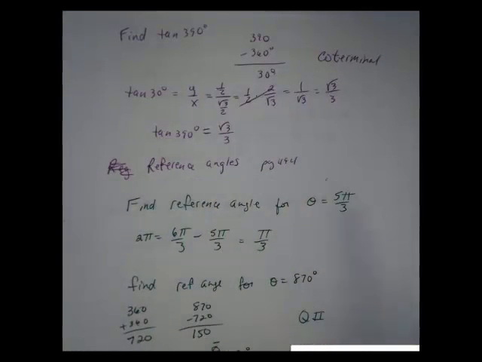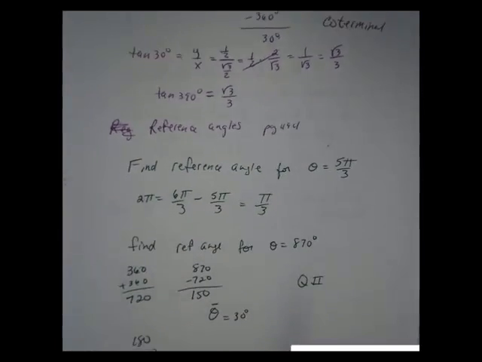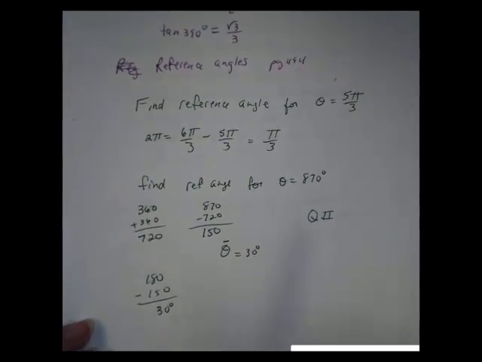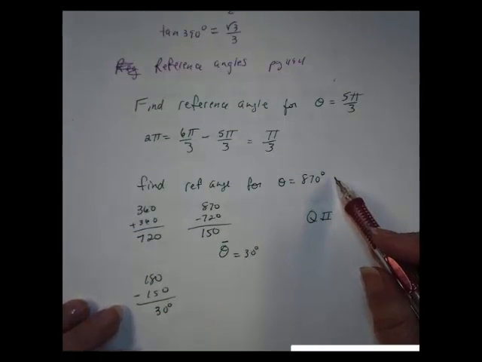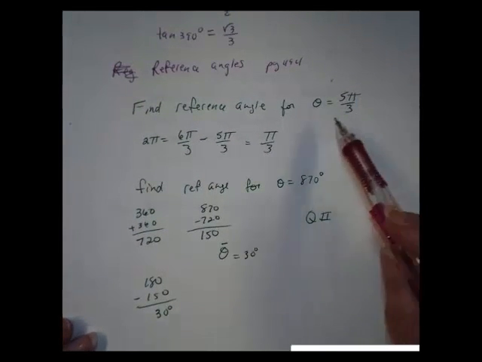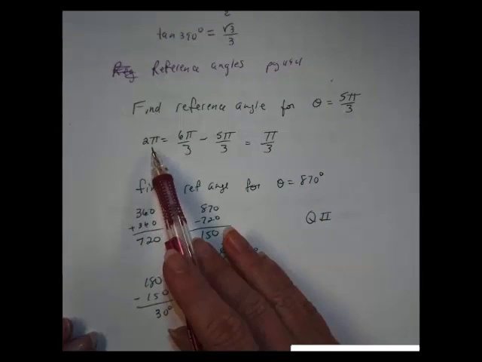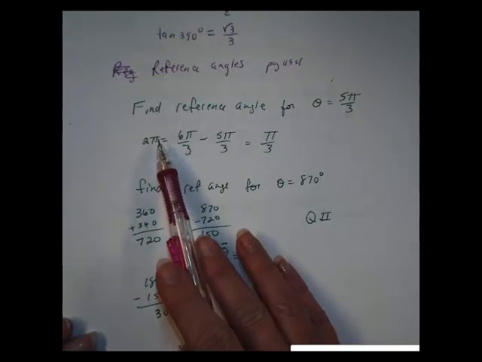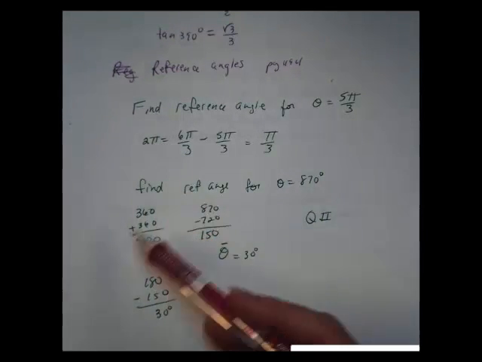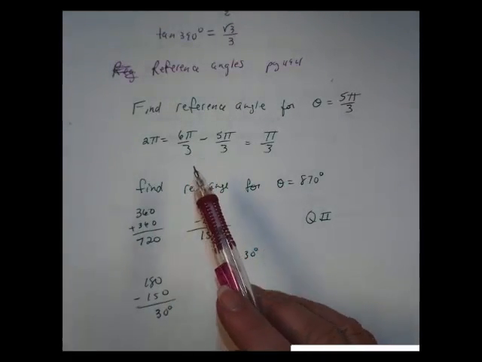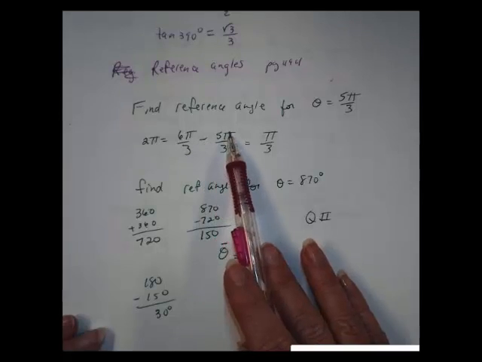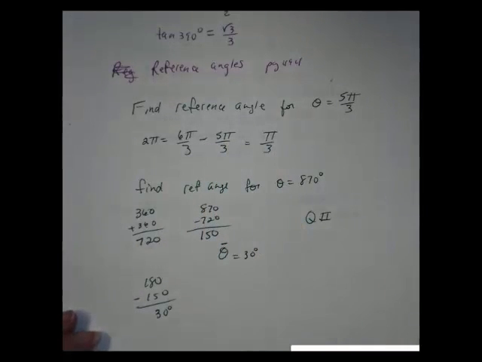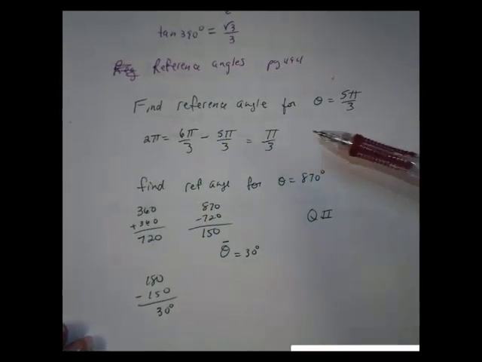So then we talked about reference angles, which are on page 494 if you weren't here last time. And we talked about finding the reference angle for theta equal to 5 pi over 3. So to find that reference angle, again, we took 2 pi and set it with a common denominator. So we had 6 pi over 3, which is the same as 2 pi, subtracted our 5 pi over 3, and got pi over 3 for our reference angle.